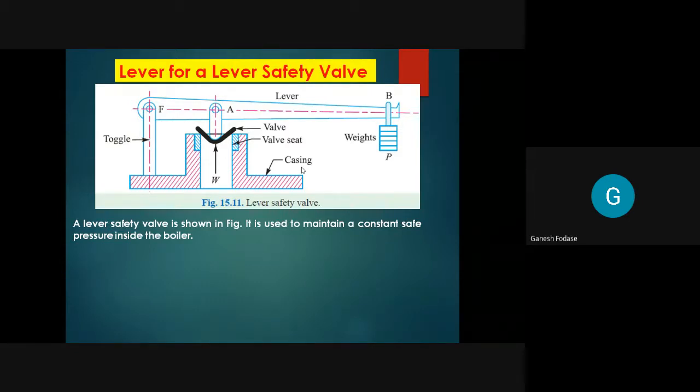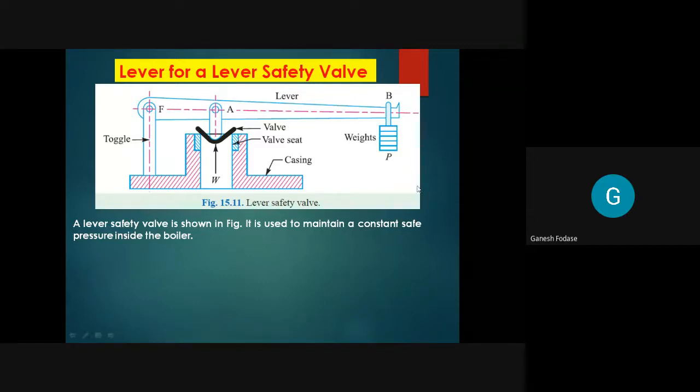Maintain pressure to keep the valve stationary, so you can say this arrangement is closed. If these weights are not there, what happens? At any pressure, the lever will open. The lever will open, so we need to make that lever close.